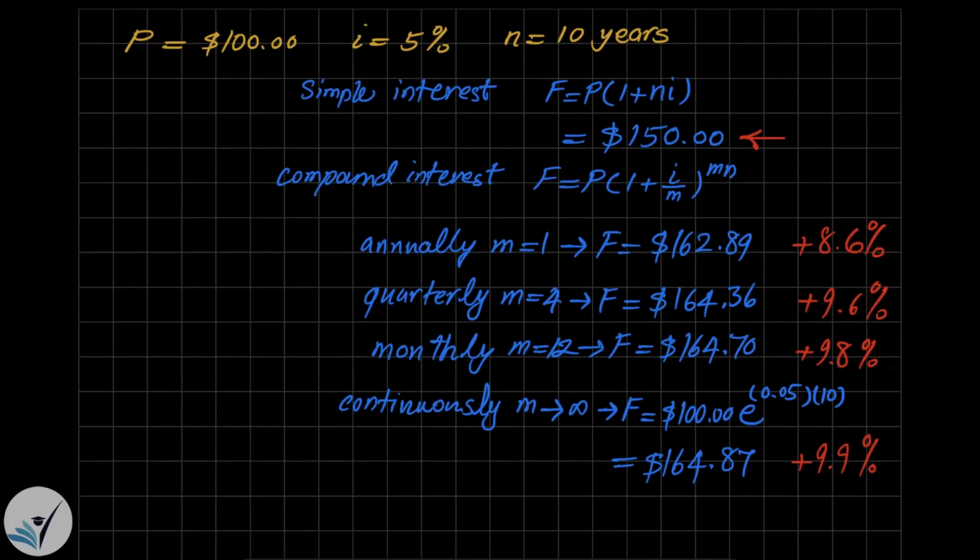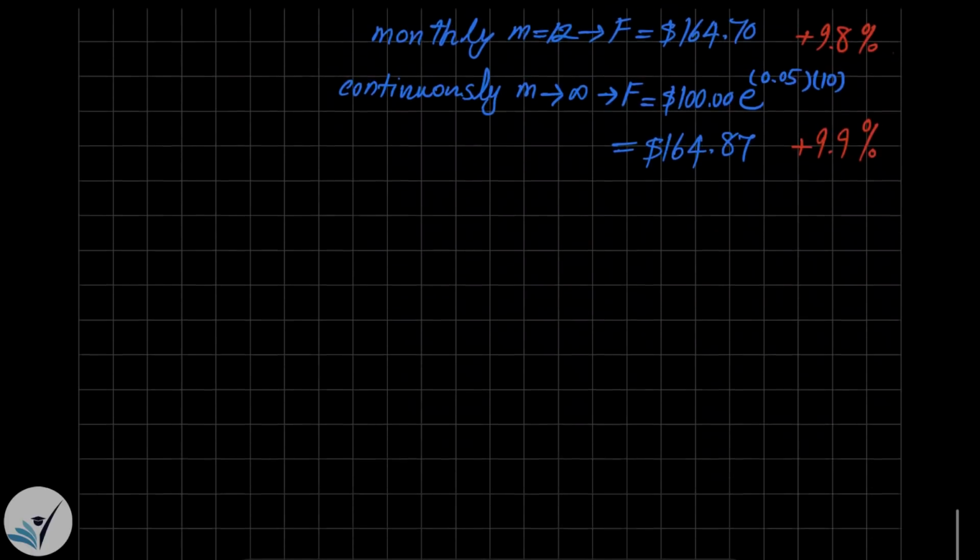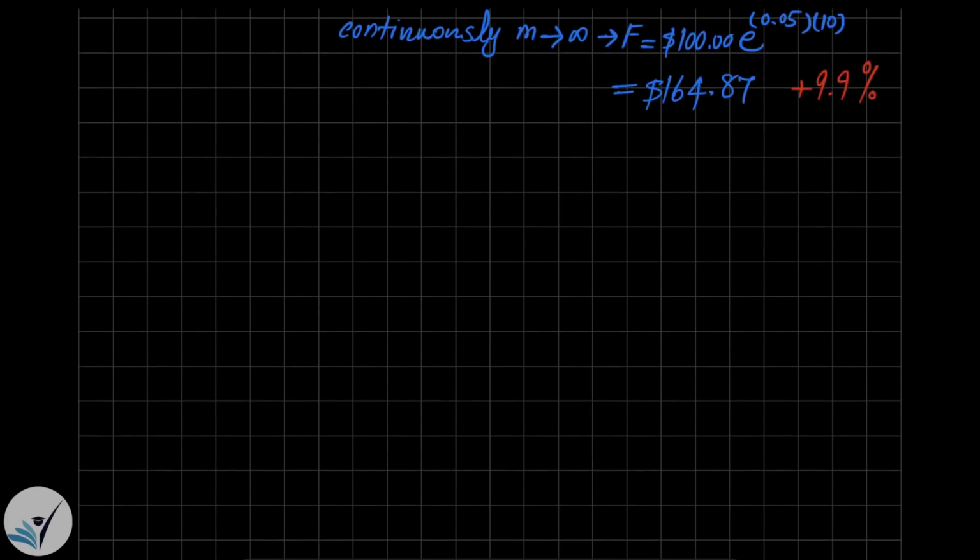Let's recap what we covered in this video. We talked about different types of interest. We learned about simple interest, in which the interest rate is only applied to the principal, or the original money in the account. We also learned about compound interest, in which the interest rate is not only applied to the principal, but also applied to all the interest previously paid to the account.